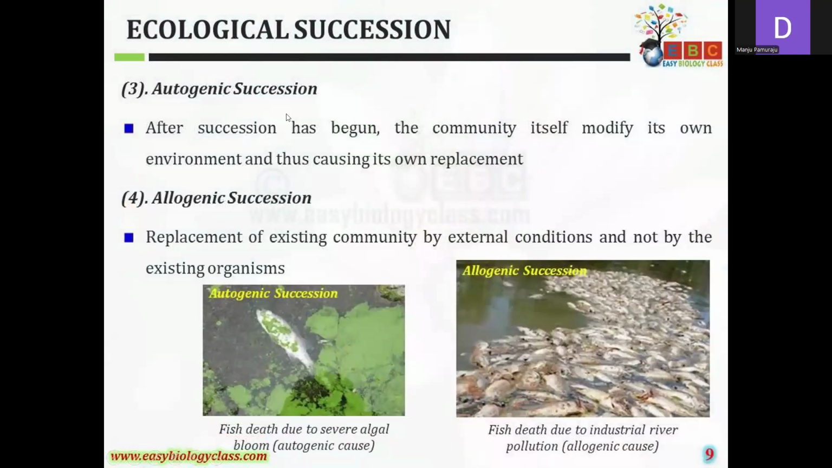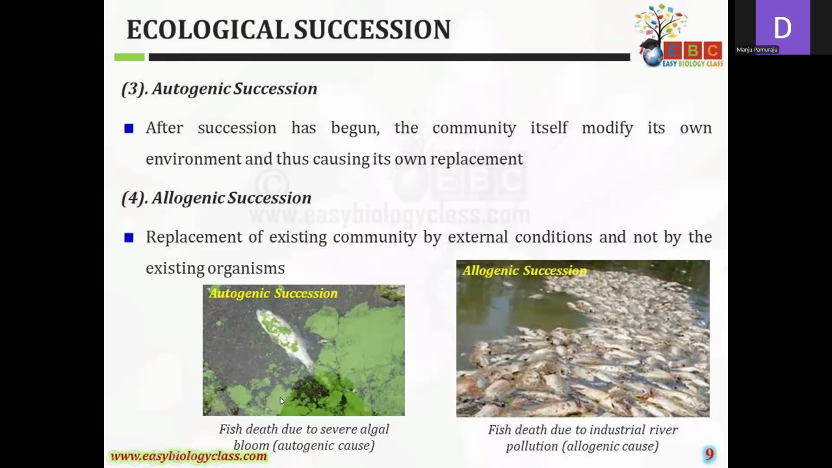Another one is autogenic succession. After succession has begun, the community itself modifies its own environment and thus causes its own replacement. So due to their activities only, the succession occurs. Because of the modifications by that community only, the environment is being modified. So it is called autogenic succession. Another one is allogenic: replacement of the existing community by external conditions, not by the existing organisms. If changes occur in the same area due to external conditions, it is called allogenic succession.